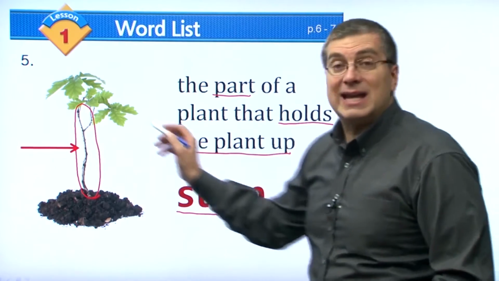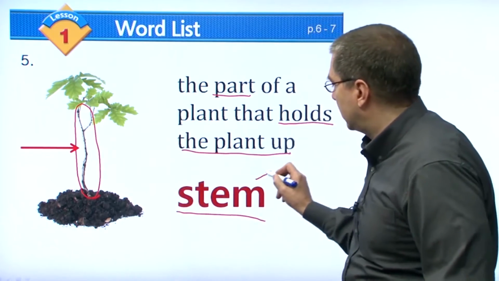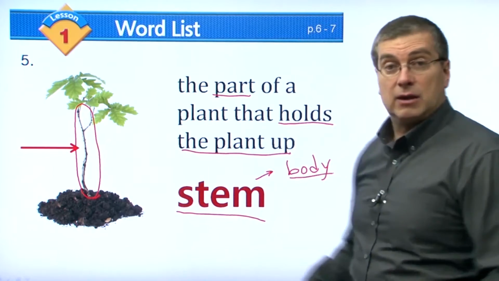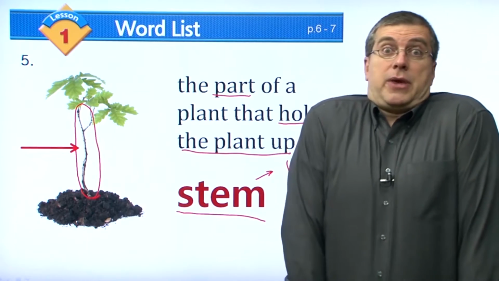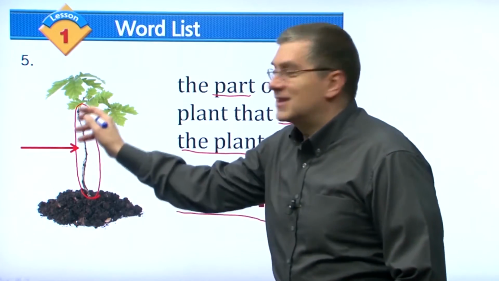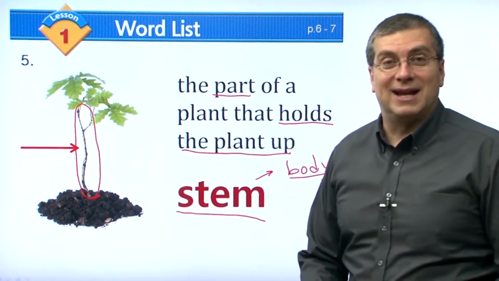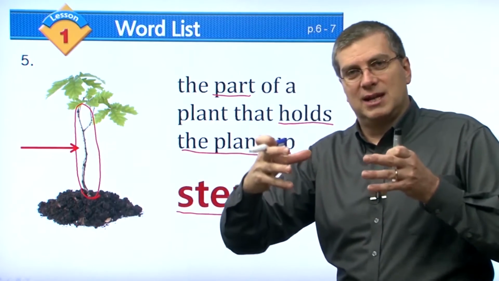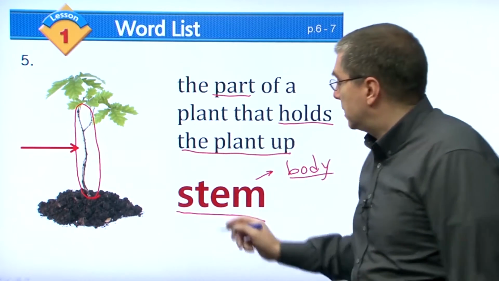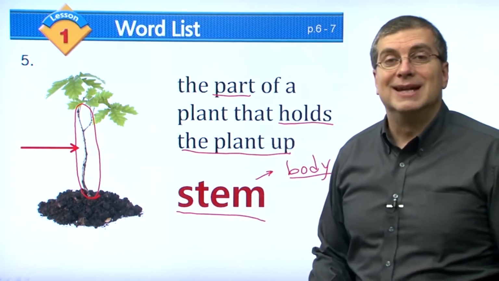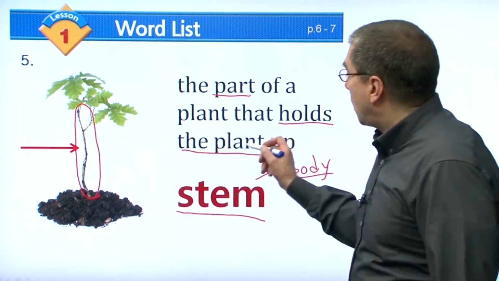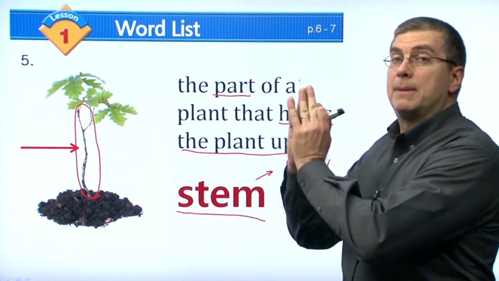The stem is like the body of a plant, right? It's their body, right? Some bodies are thin, some bodies are thick, right? So these are the stems of the plant, right? Some of them are thick and big, some of them are very thin and not so strong, but they are called stems. Stem, the stem of a plant, the part that holds the plant up.